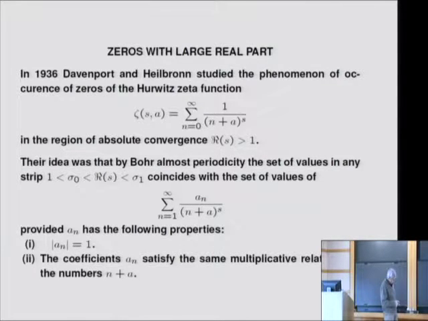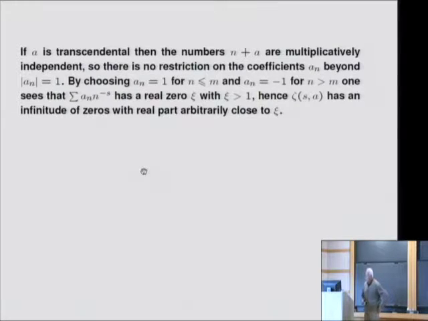Well, first I have to say what you prove. So if a is transcendental, the numbers n plus a are multiplicatively independent, so there's no restriction on the coefficient a_n. By choosing a_n equal 1 for the initial stretch and minus 1 for the rest, and noticing that the series sum a_n n to the minus s, for s real going to 1, diverges to minus infinity, but for s going to plus infinity it is equal to 1, it's real, so it's positive. Somewhere in between it is 0. Therefore, the function has an infinity of zeros with real part arbitrarily close to this number.